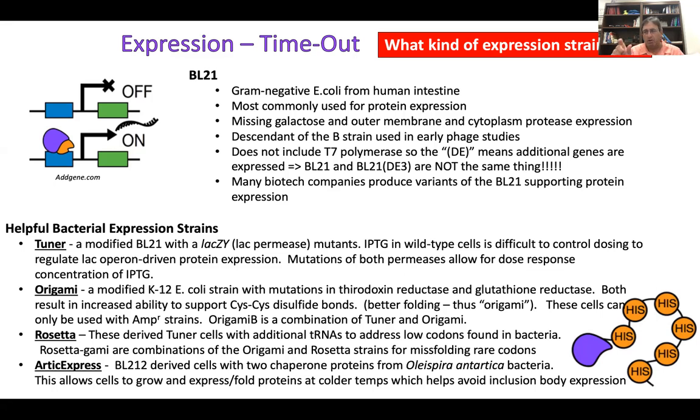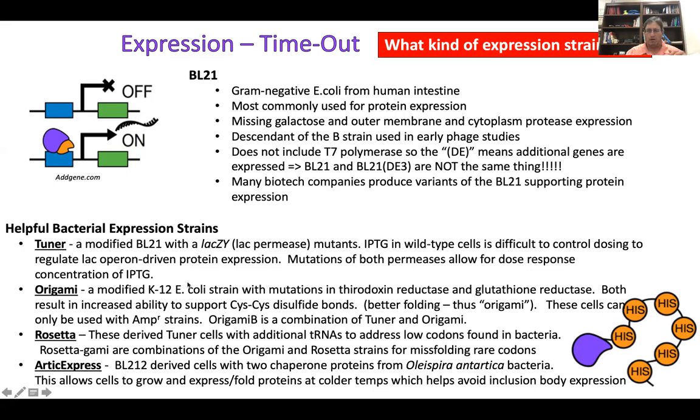Half a millimolar to a millimolar is almost the same amount of activation of that lac operon. But by having mutants in the LAC-Z and the LAC-Y genes, altering the permeases, you get a better dose response. So a smaller amount of IPTG gives you a lower level expression. So you can tune the level of expression by dosing higher and higher concentrations of IPTG, which you can do a little bit with BL21, but not very well.